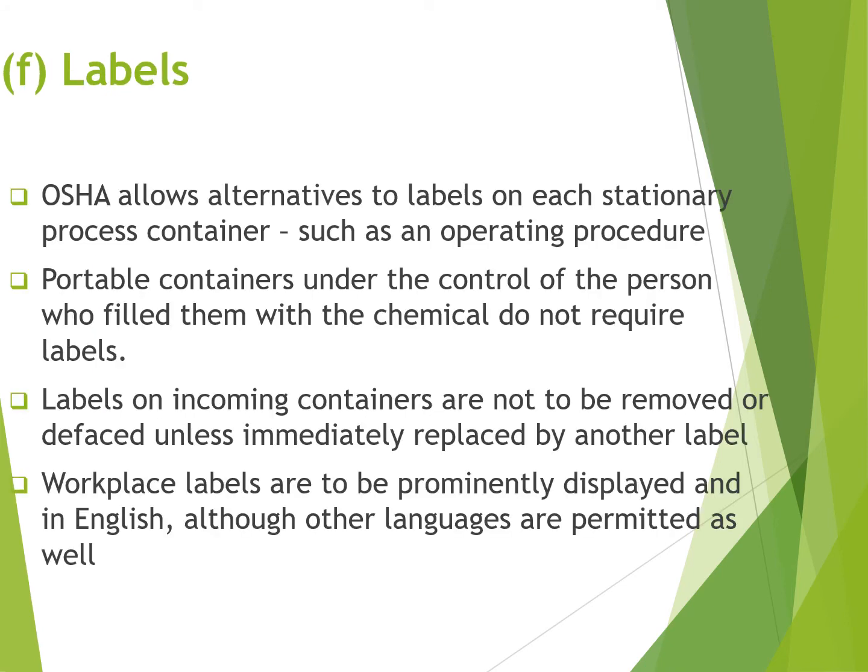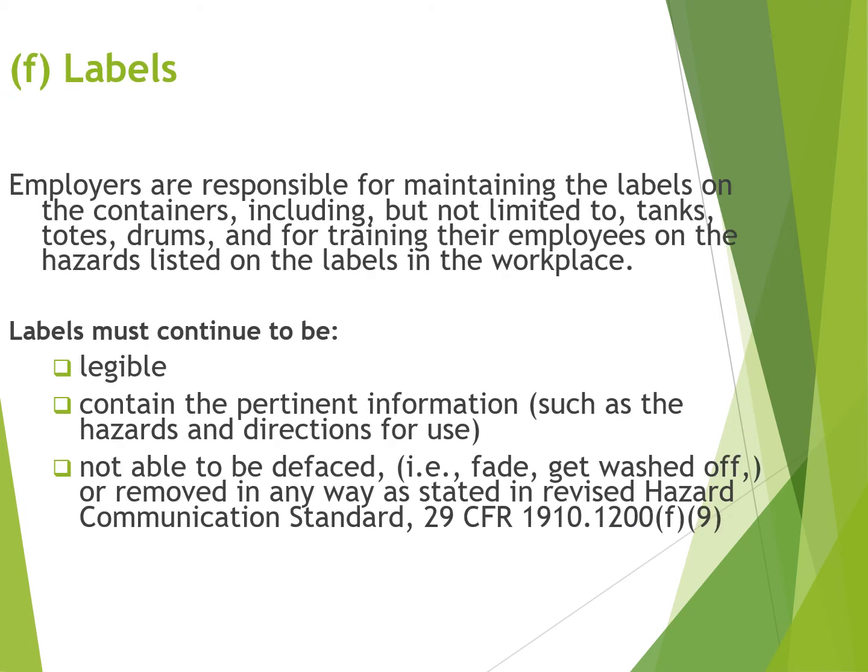OSHA allows a lot of variation as far as labels. So there may not be a label on a large piece of equipment that has chemicals in it, but if you have an operating procedure, that's okay. Also, portable containers. If you have like a 1-gallon bucket of a sample of something, you don't need to have a label on that if you're taking it from one place to another and it's under your control. Labels, basically, these are the requirements of labels. They need to be legible, they need to have the information, and it has to be in some sort of shape that it's not going to get ruined.